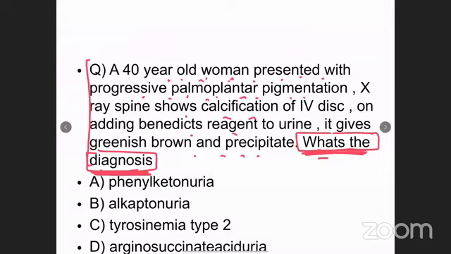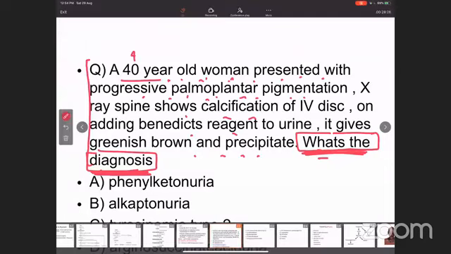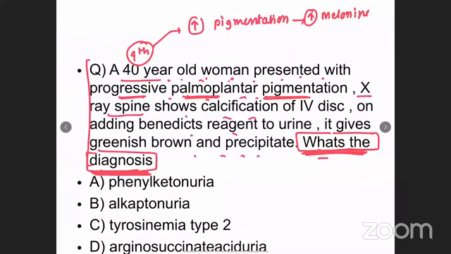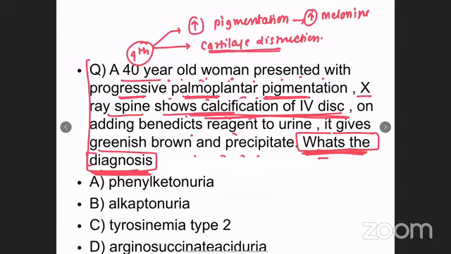A female of the fourth decade presented with palmoplantar pigmentation, which is increasing. So the first thing I have got is increased pigmentation in the palm and the sole. Increased pigmentation means there is an increased amount of melanin. Then the second thing I have got is that the X-ray shows calcification of the cartilage and intervertebral disc. So the second thing is cartilage destruction.